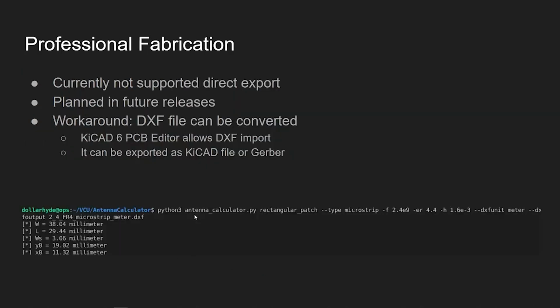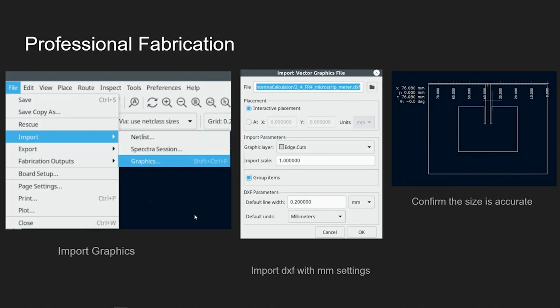These formats are currently not supported due to time limitations, but it is planned in future releases of this tool. A workaround is that DXF files can be converted using the KiCad 6 PCB editor. Using the antenna calculator by specifying meter as the unit of measurement is how the DXF file is generated. Within the PCB editor, under File, Import Graphics, is where the DXF file is imported. Interactive placement is selected, import scale is 1, and all of the other units are in millimeters. This will appropriately import the patch with accurate millimeter dimensions.